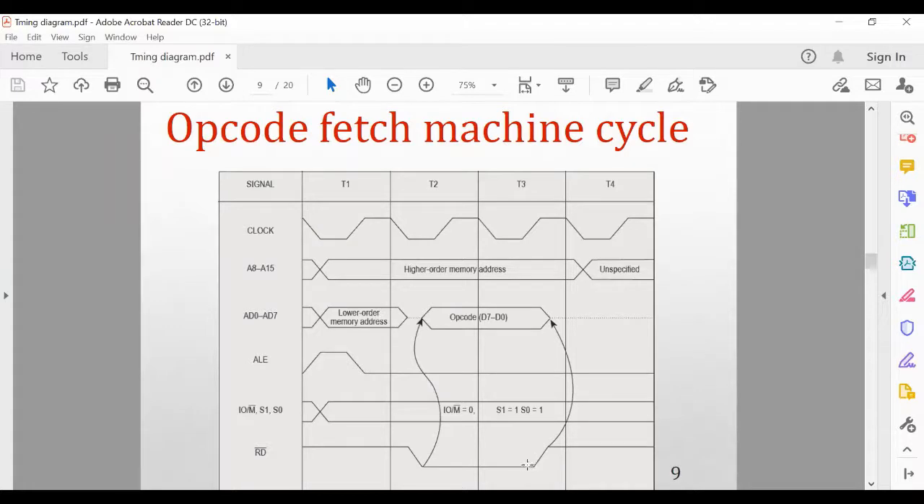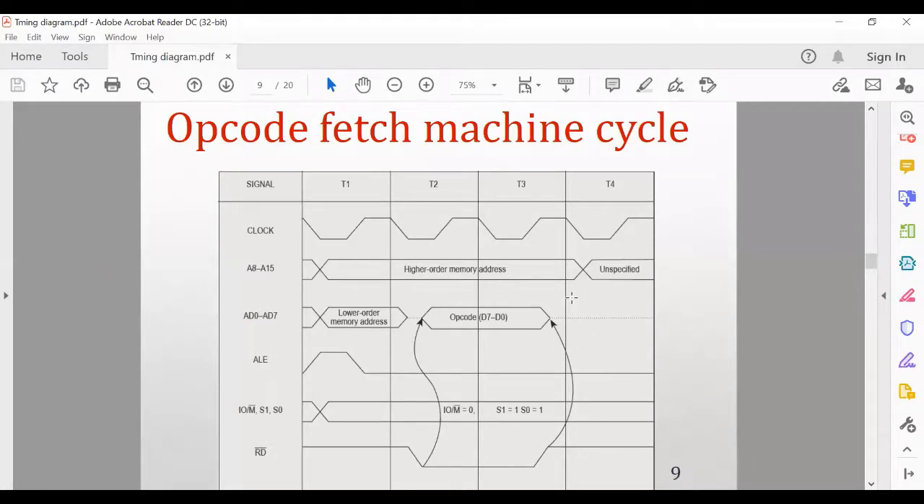And how much time is required for this read bar signal until it gets deactivated again? The total read operation will be performed, and it reads the data and gives it to the data bus. And when the read bar signal goes high again, it is deactivated.